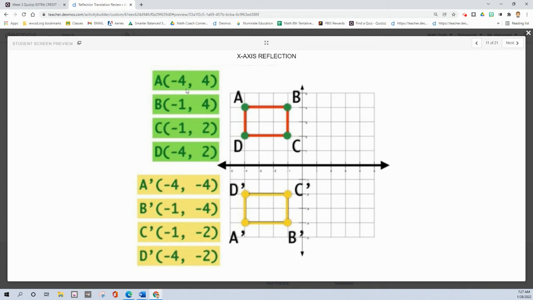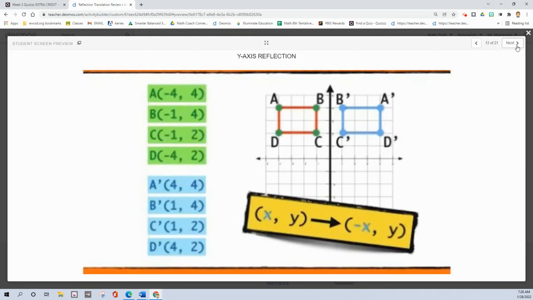You see these coordinates, we talked about this yesterday. Notice all these x values, if you go down here, they're the same. But the y values are the same numbers, but they've changed signs, okay? So x-axis reflection, the x stays the same.